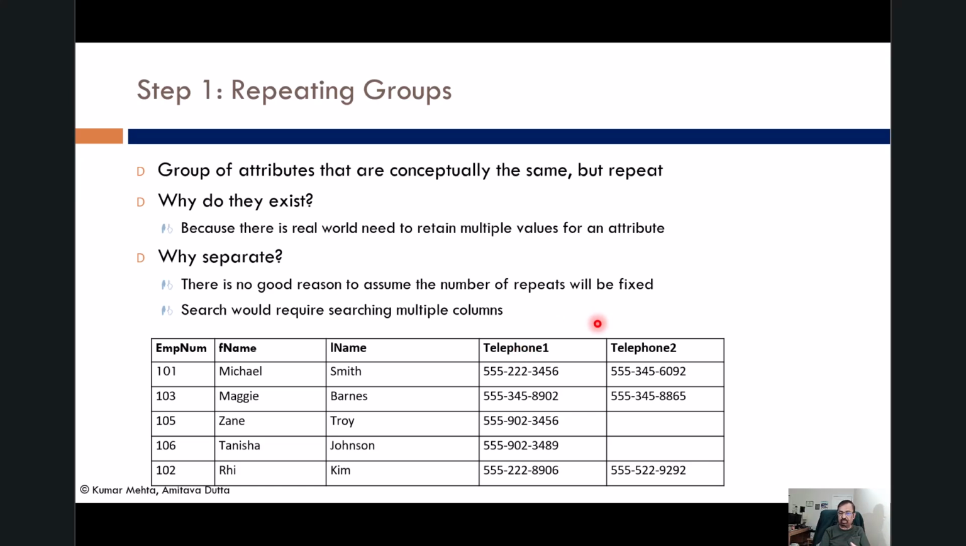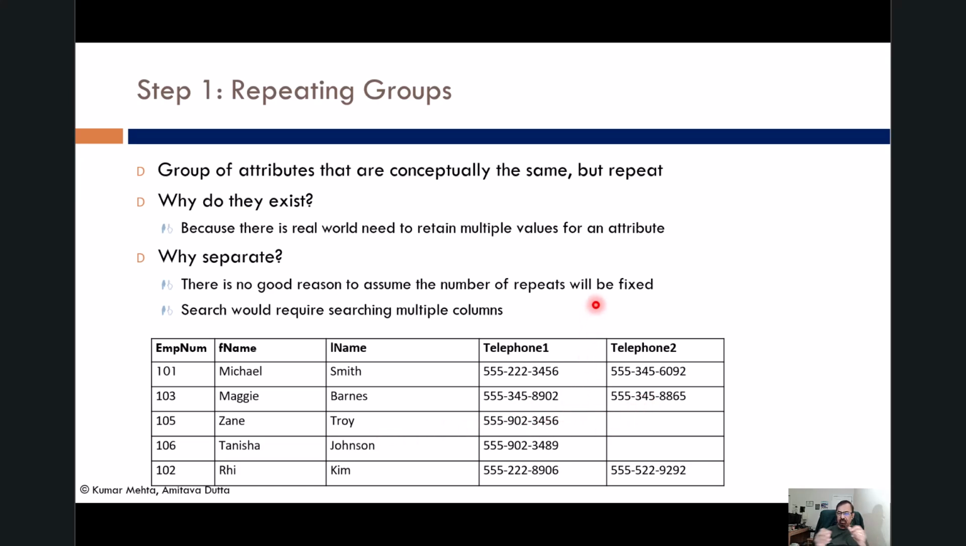But it just so happens that this property, telephone number of the employee, is multi-value. Means it can take multiple values. The employee could have a home phone number, an office phone number, a mobile phone number. So it could have multiple phone numbers. So this attribute, if you think of it as the telephone for the employee, is multi-value. Okay, so that's the repeating group. It's an attribute that can have multiple values, that can repeat itself in terms of values. So here for this particular example, we have Michael Smith who has two telephones, Maggie Barnes who has two telephones, but Troy Zane has one telephone, and so forth.